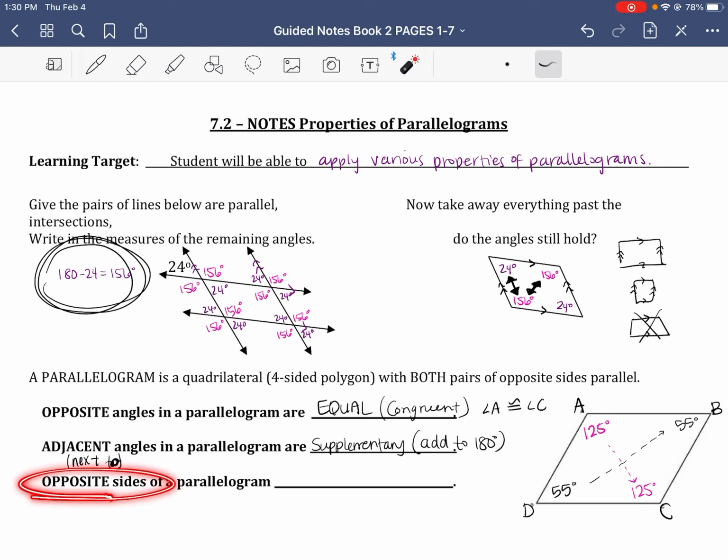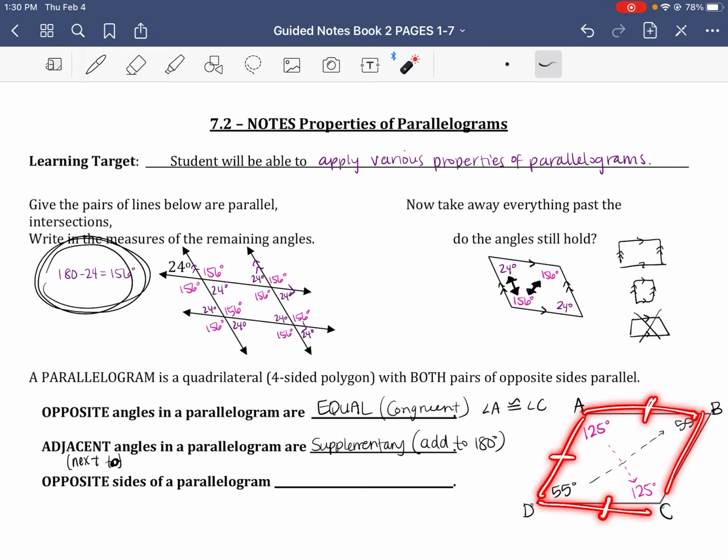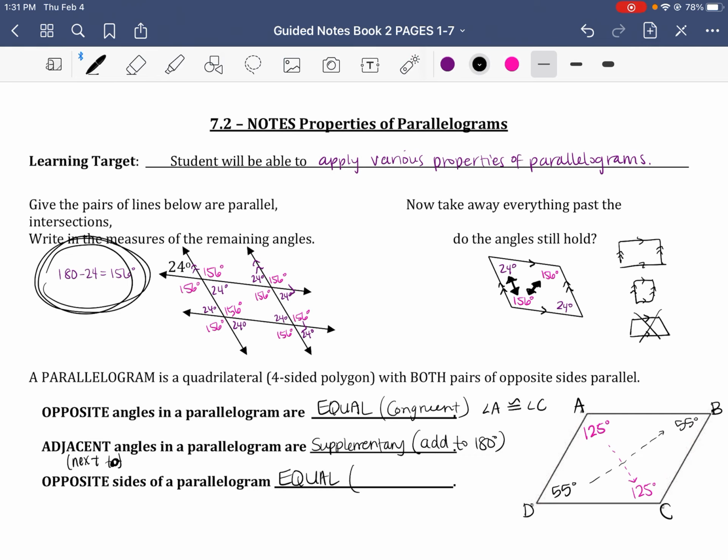Opposite sides of a parallelogram. Because they are two sets of parallel sides, they cut each other and create equivalent pieces. So opposite sides are also going to be congruent to each other, right? Think about rectangles, all sorts of parallelograms. Opposite side lengths are always equal, or in other words, congruent.